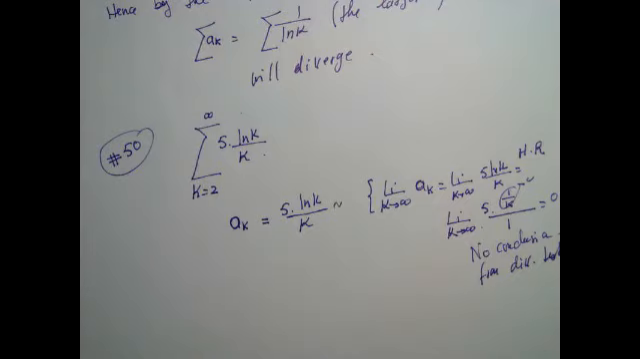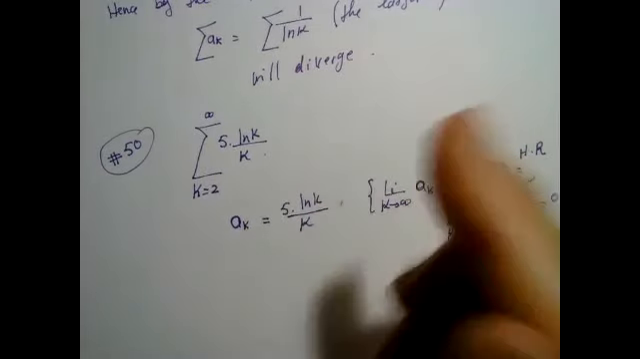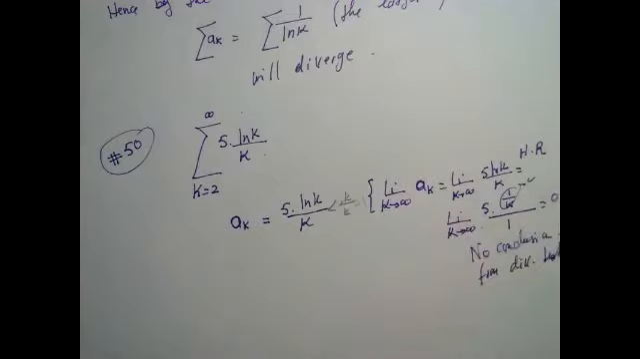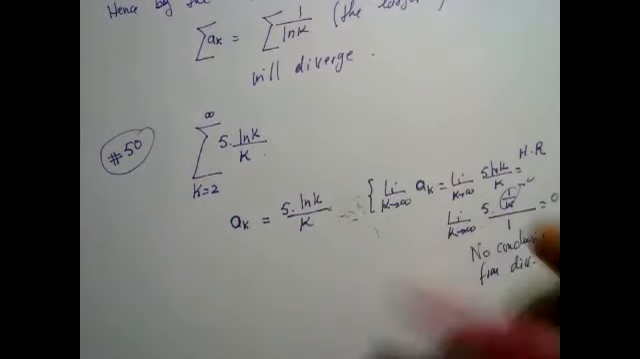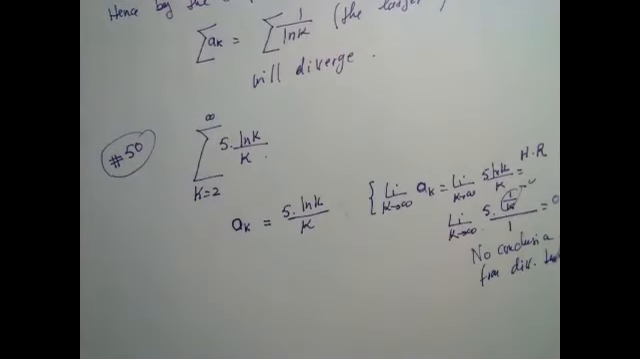Now, comparison: I did tell you that ln of k is less than k. But this means that this is less than k over k, which is 1. Again, that's telling me nothing. So this is a scenario which is actually basically telling you this is the integral test. This is absolutely the integral test.